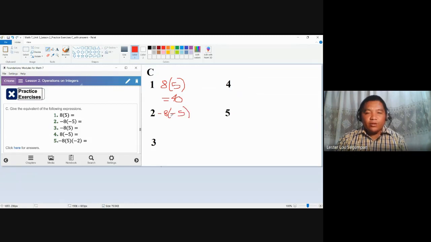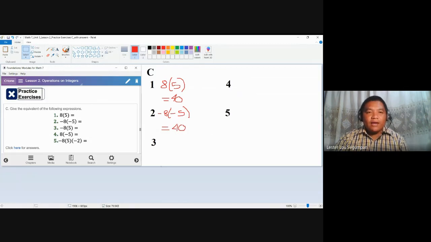Number 2, we have here negative 8 times negative 5. It could look like that or it could look like this, the same thing. When we multiply numbers with the same signs, and we have two negative numbers here, the answer is expected to be positive: 8 times 5, 40. To make it better, you don't need to place a plus to denote positive. Simply writing it without a sign already means positive.